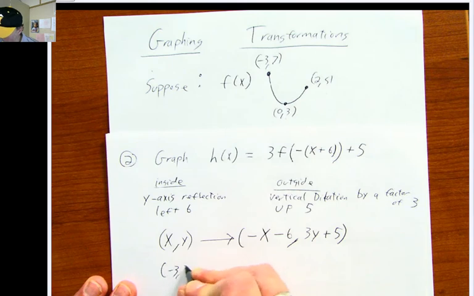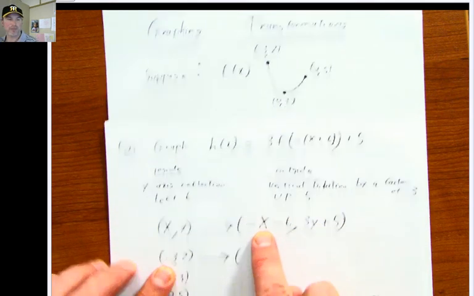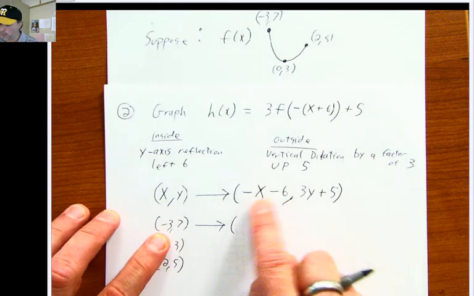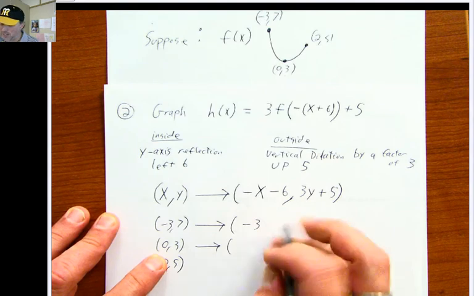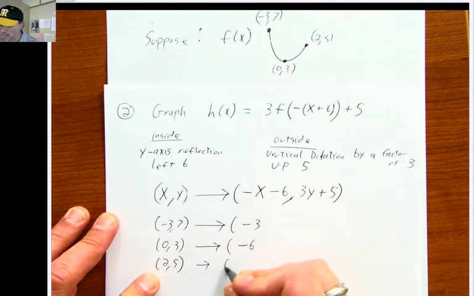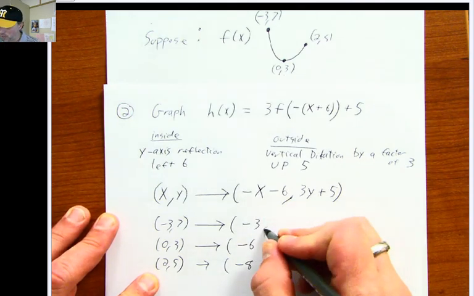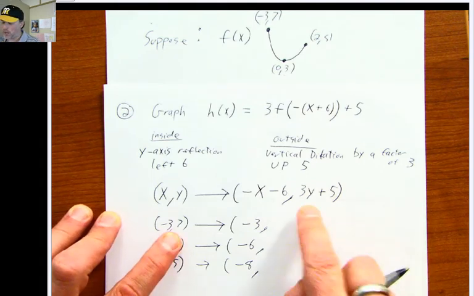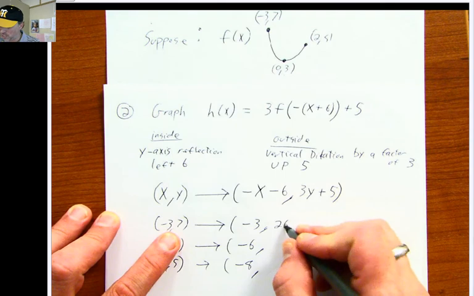So I have negative 3, 7; 0, 3; 2, 5. Negative of negative 3 is positive 3. 3 minus 6 is negative 3. Interesting. Negative 0 minus 6 is negative 6. And negative 2 minus 6 is negative 8. And then the y-coordinates. 3 times 7 is 21. 21 plus 5 is 26.